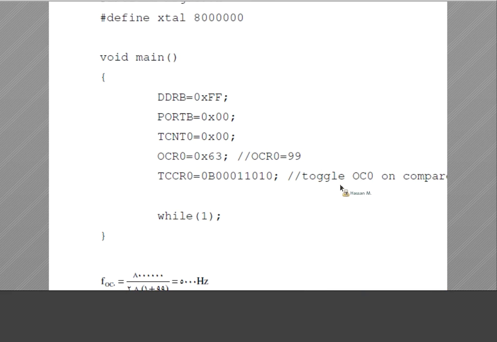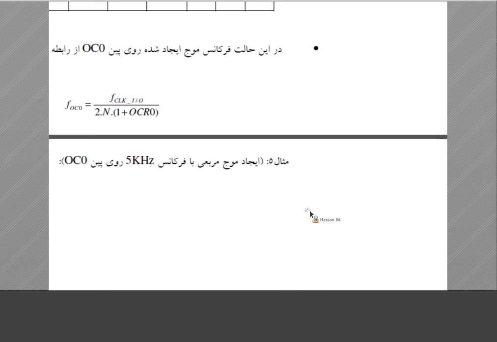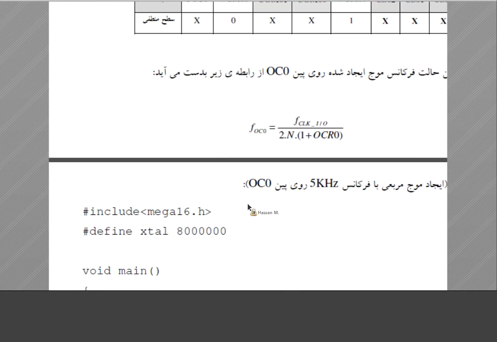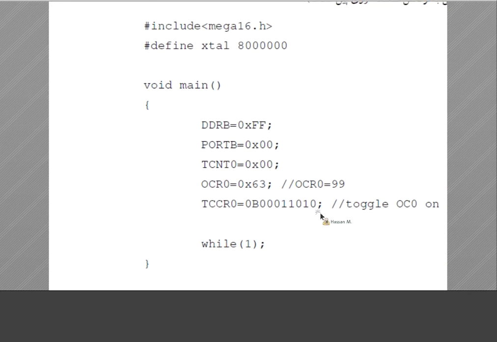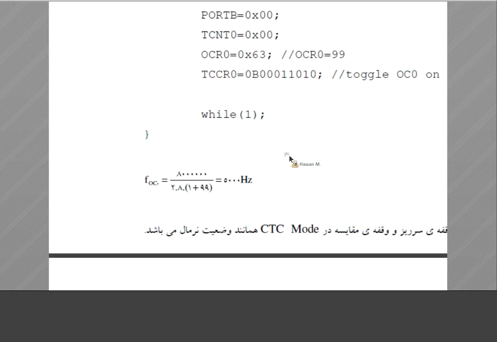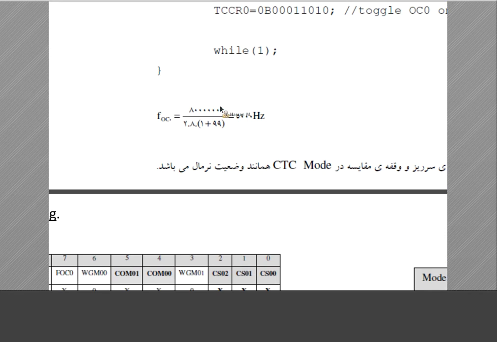Here we generated a 5 kilohertz clock over OC0. That's right. And here is the computing: the clock cycle divided by 2, divided by prescale, here 8, divided by 1 plus OCR. OCR is 99 plus 1 means 100. All of them give 5 kilohertz. H in uppercase, z in lowercase. That's right.